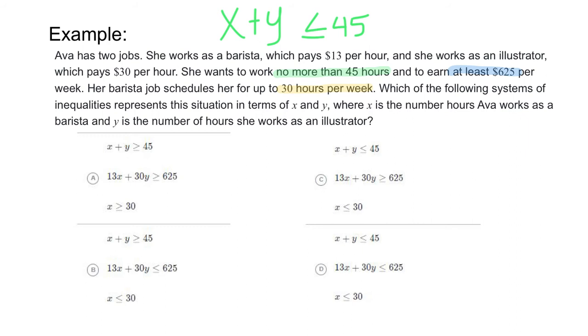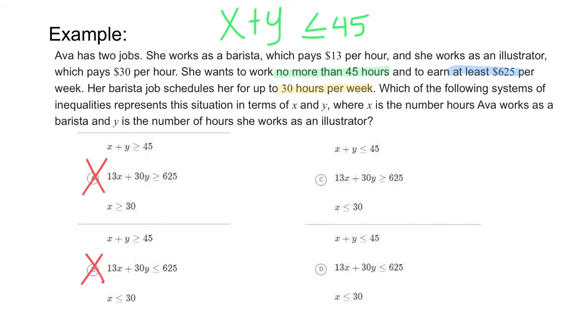So from the beginning, I'm going to eliminate things that are not showing that one. So A shows x plus y is greater than or equal to 45. So A is out. B shows x plus y is greater than or equal to 45. So B is out. C uses less than or equal to, and so does D. So it could be either one of these at this point.